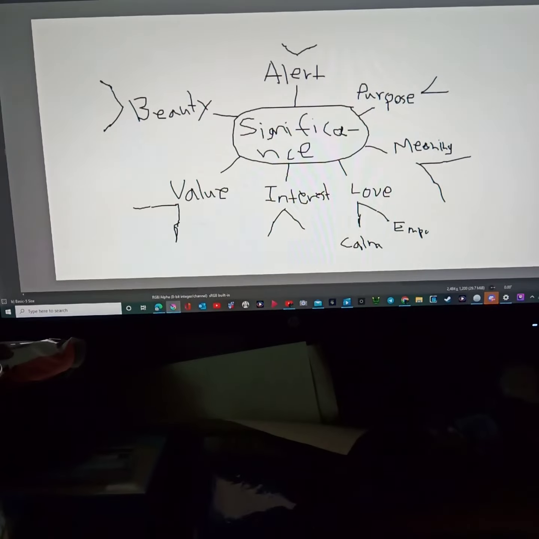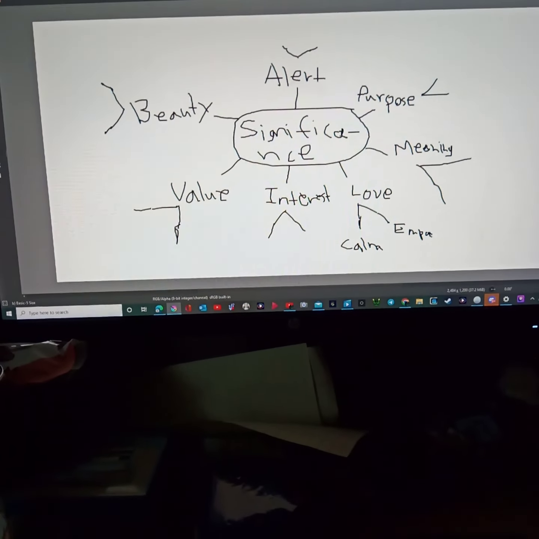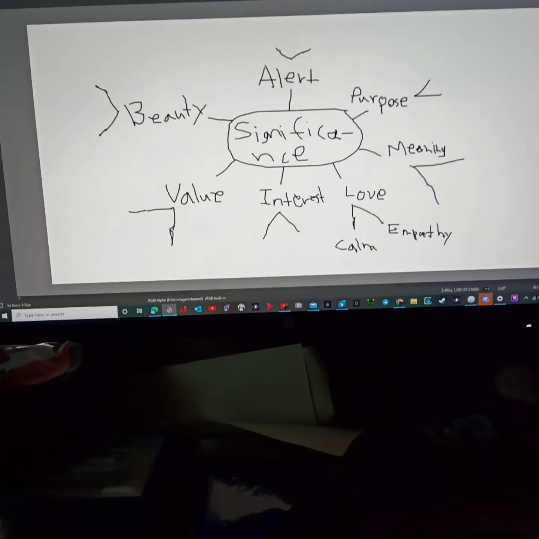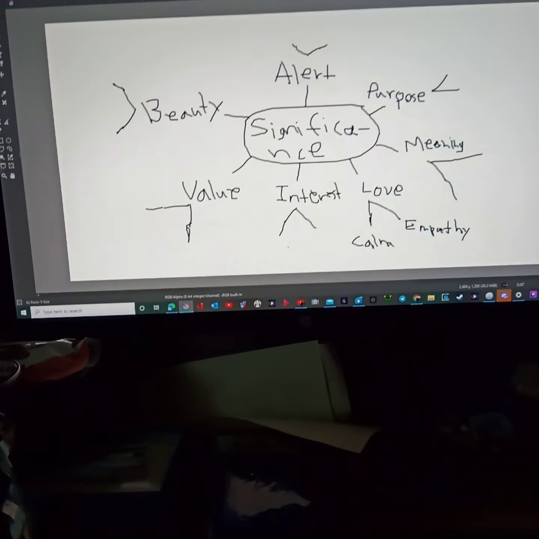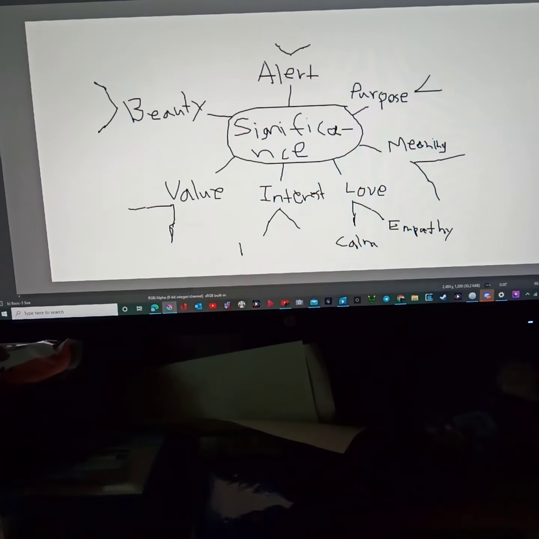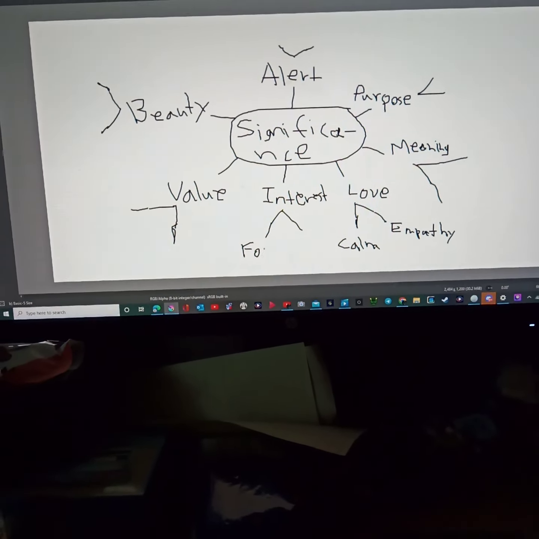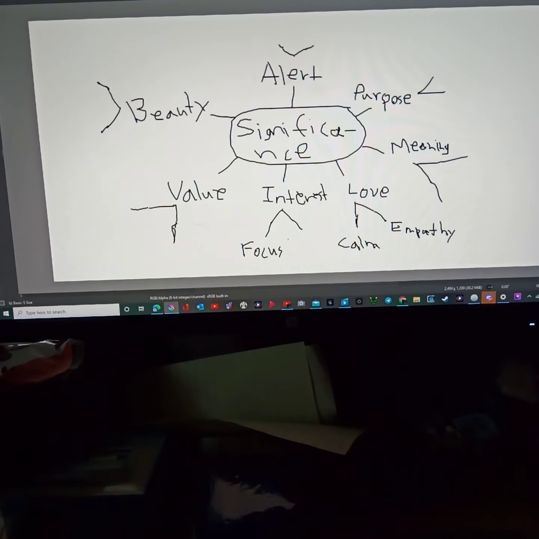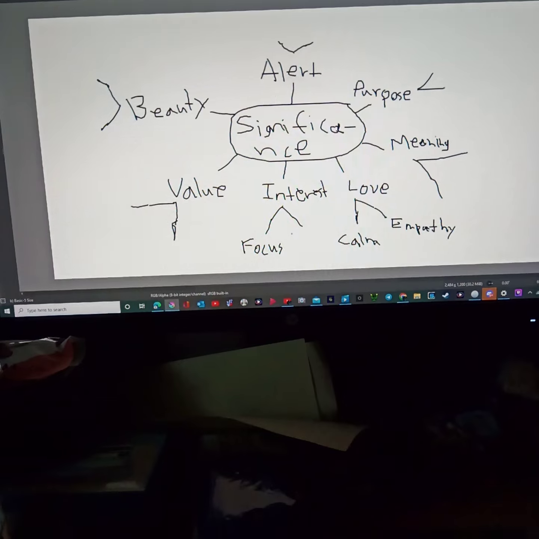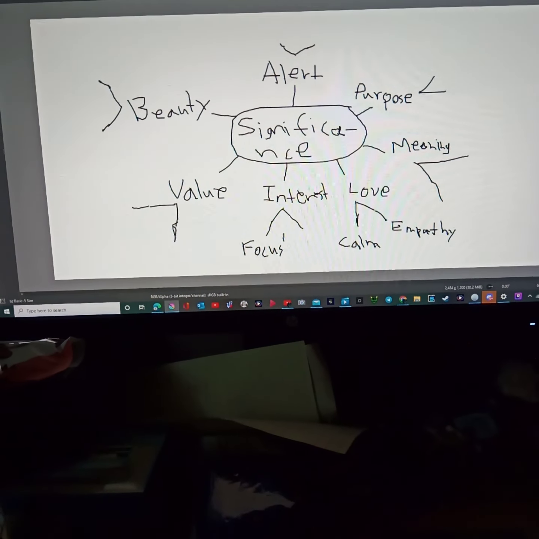Now, this is indeed a very abstract mind map. It doesn't have to be accurate. This is just my brain being mapped out in general, which is why it's important. So, under interest, we've got focus and direction.